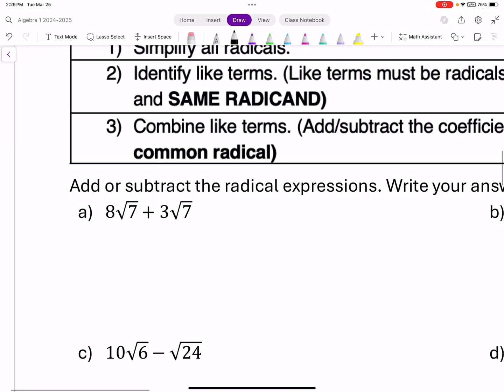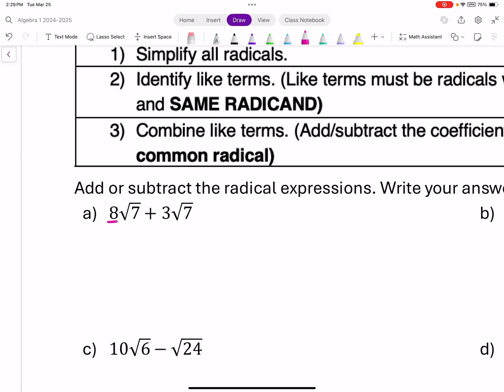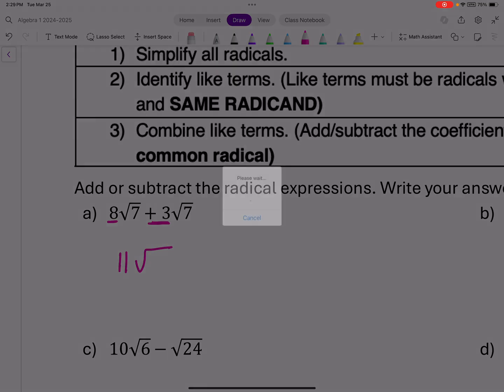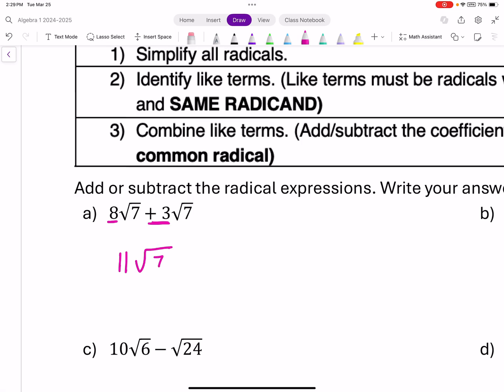So here, radical 7 cannot be broken up. They both have radical 7, and so what that means is we're going to do 8 plus 3, which makes 11, and then we're going to keep the common radical of 7. We don't add the numbers that are under the radical. It stays that 7 that was in common.